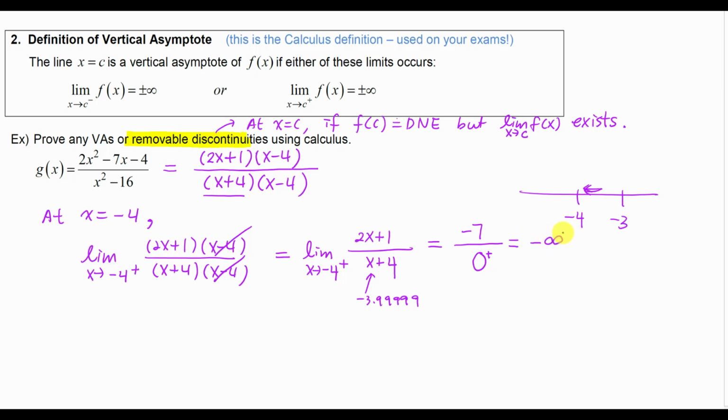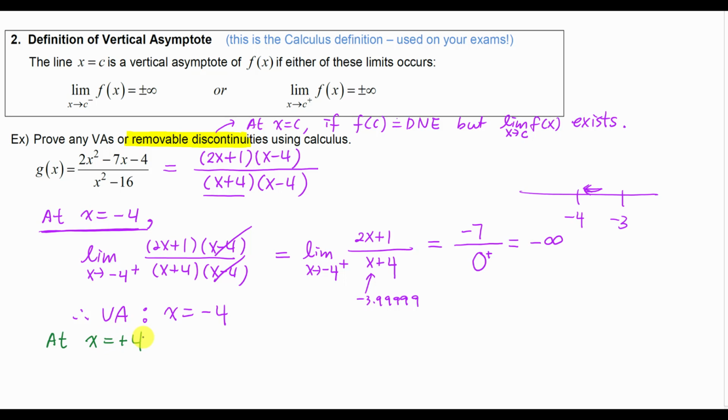Because the one-sided limit is negative infinity, you know you have a vertical asymptote there, so you can conclude that you have a VA at x equal negative 4. The vertical asymptote name is x equal number, so your vertical asymptote will be x equal negative 4. Now, how about at x equal positive 4?